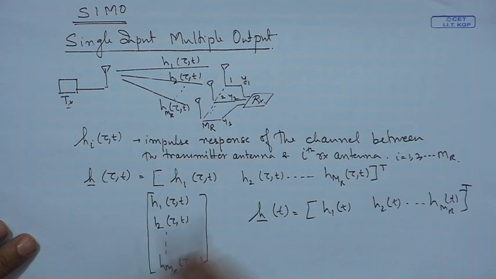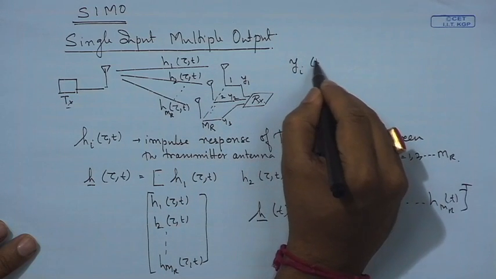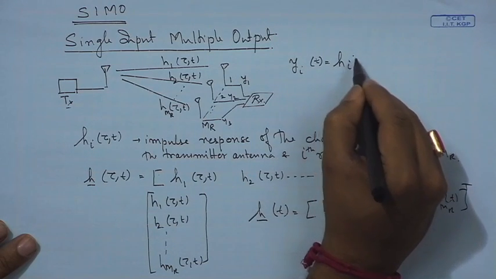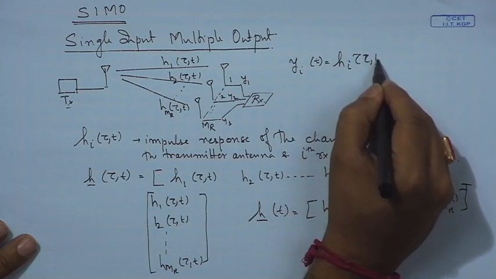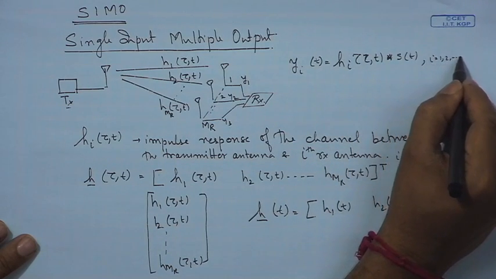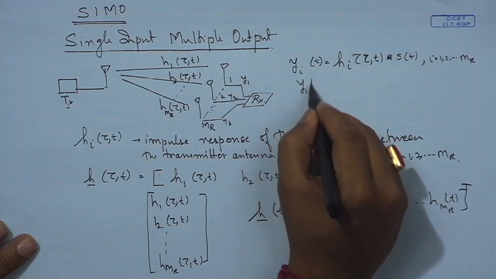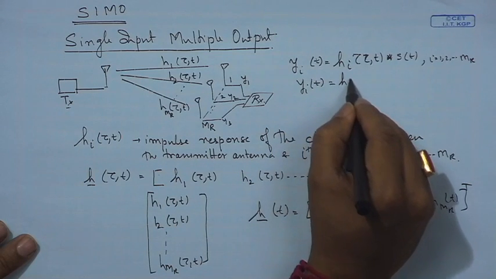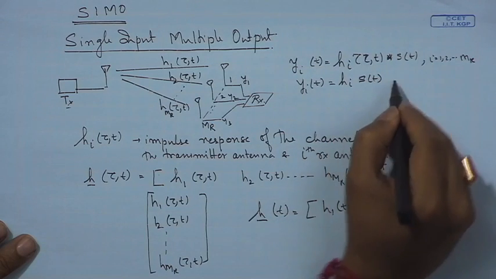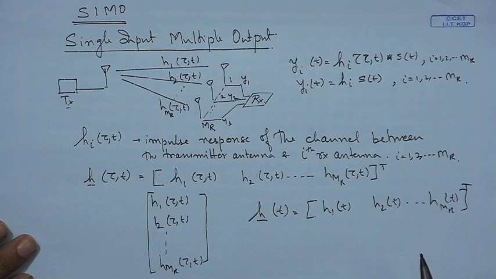This is what we are going to receive. So we could write that y_i at the ith receiver as a function of time is equal to, ideally speaking, h_i(tau, t) convolved with s(t) for i equals 1 up to M_R. But for the flat fading scenario, h_i, since there is no delay, it's a multiplication, h_i s(t) for i equals 1 up to M_R. So this is what we are going to get.